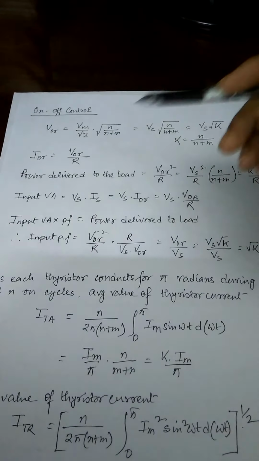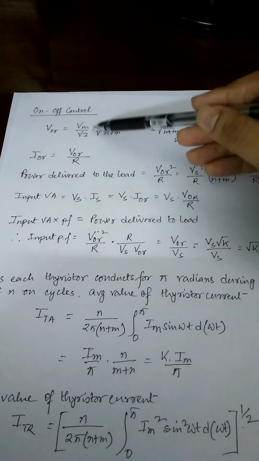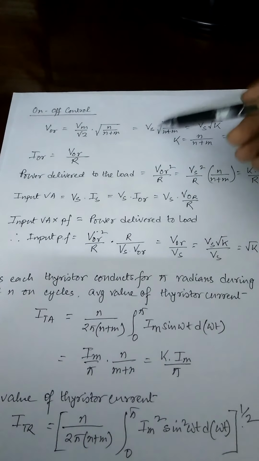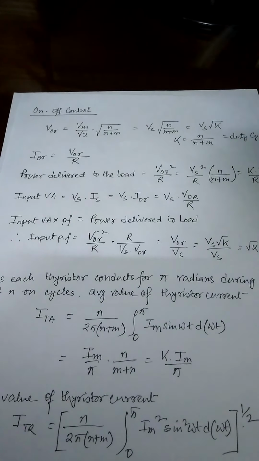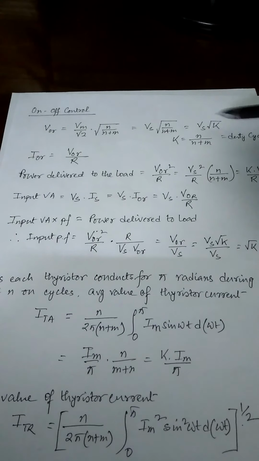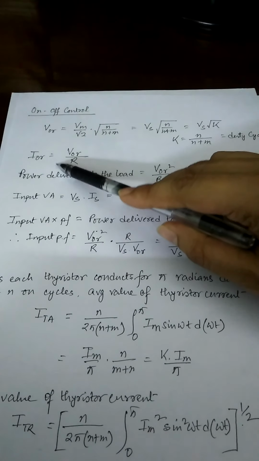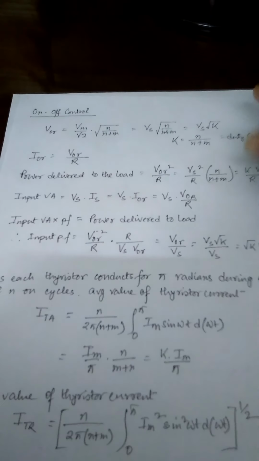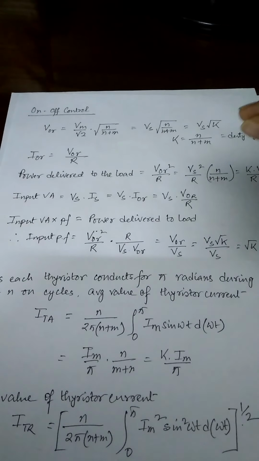So we proved that Vrms equals Vm by root 2 into root over n by n plus m, and Vm by root 2 obviously is the source voltage, that is Vs, into root over n by n plus m, that is Vs into root over k. So we discussed that k equals n by n plus m as a duty cycle, that is the conducting time percentage for a thyristor. And also the IRMS value will be Vrms divided by R, the load connected in the circuit. Here we have discussed the resistive load.